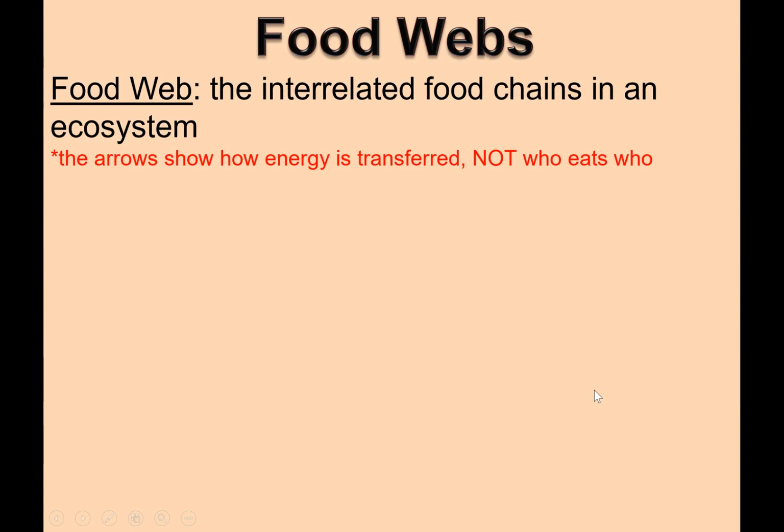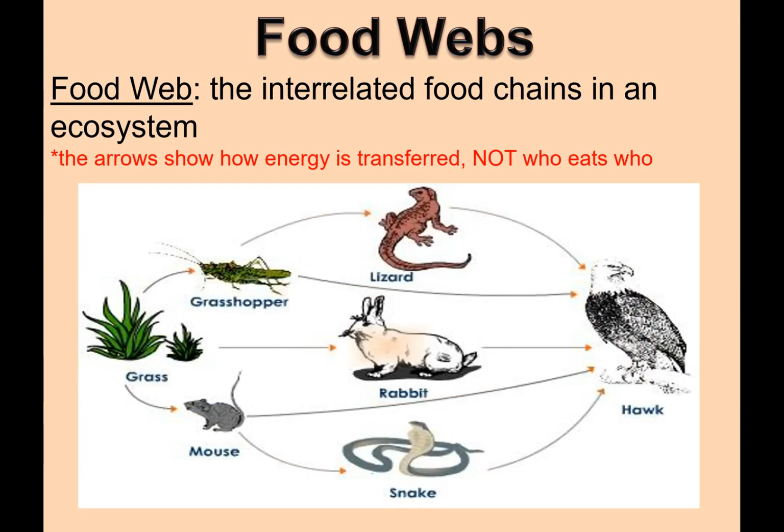And then you can incorporate all of those food chains into a food web. So food webs are just an interconnected combination of food chains. So you can see this ecosystem here has a bunch of different organisms in it, and you can see the arrows showing the direction in which the energy gets transferred.